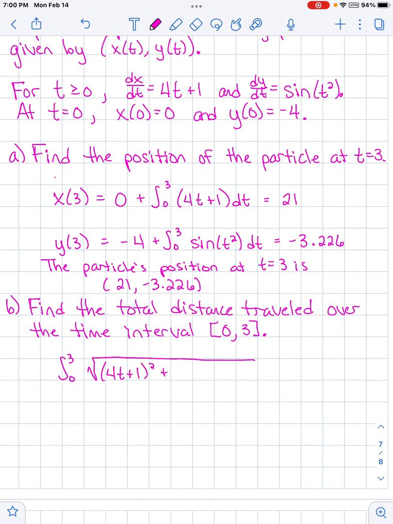of the first derivative of x squared plus the first derivative of y squared. That's the total distance traveled. That's the length of the arc. And if we type that into the calculator, you get 21.091. That's the distance traveled.